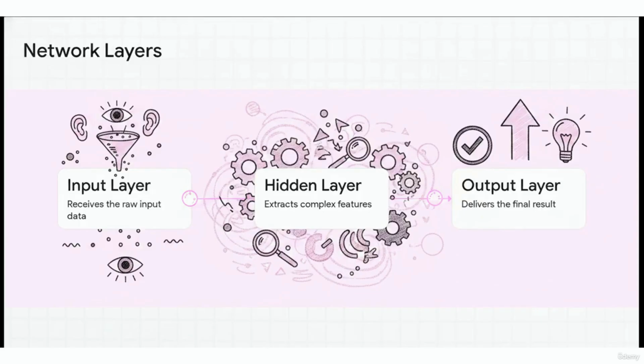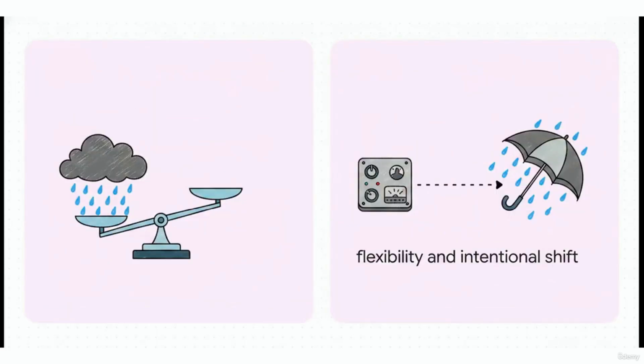But for the AI to actually give us an accurate result, it has to fine-tune its internal dials. And this brings us to a really fascinating balancing act: weights and biases. Weights essentially decide how important a specific clue is, while bias gives the system the flexibility it needs to find the right answer. Imagine the AI is trying to predict the weather.